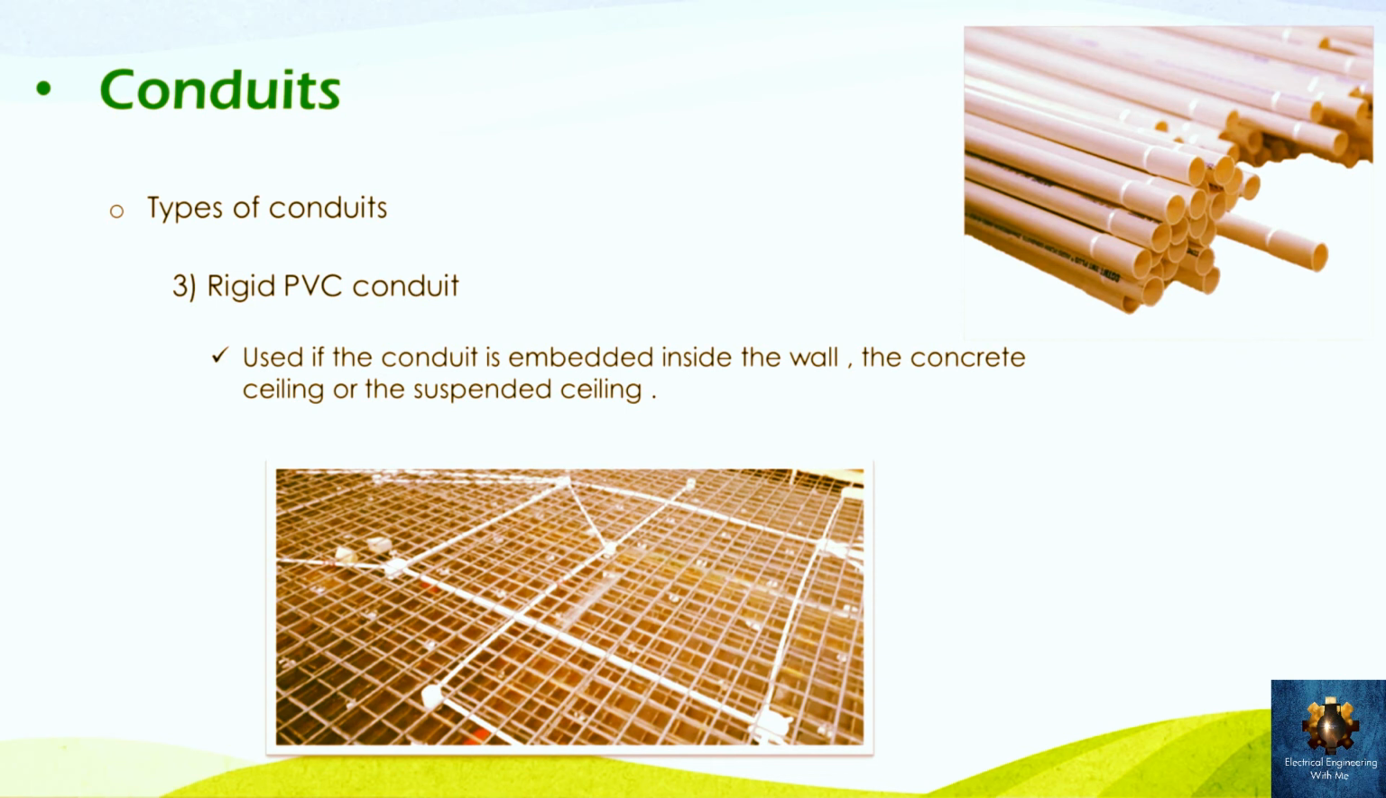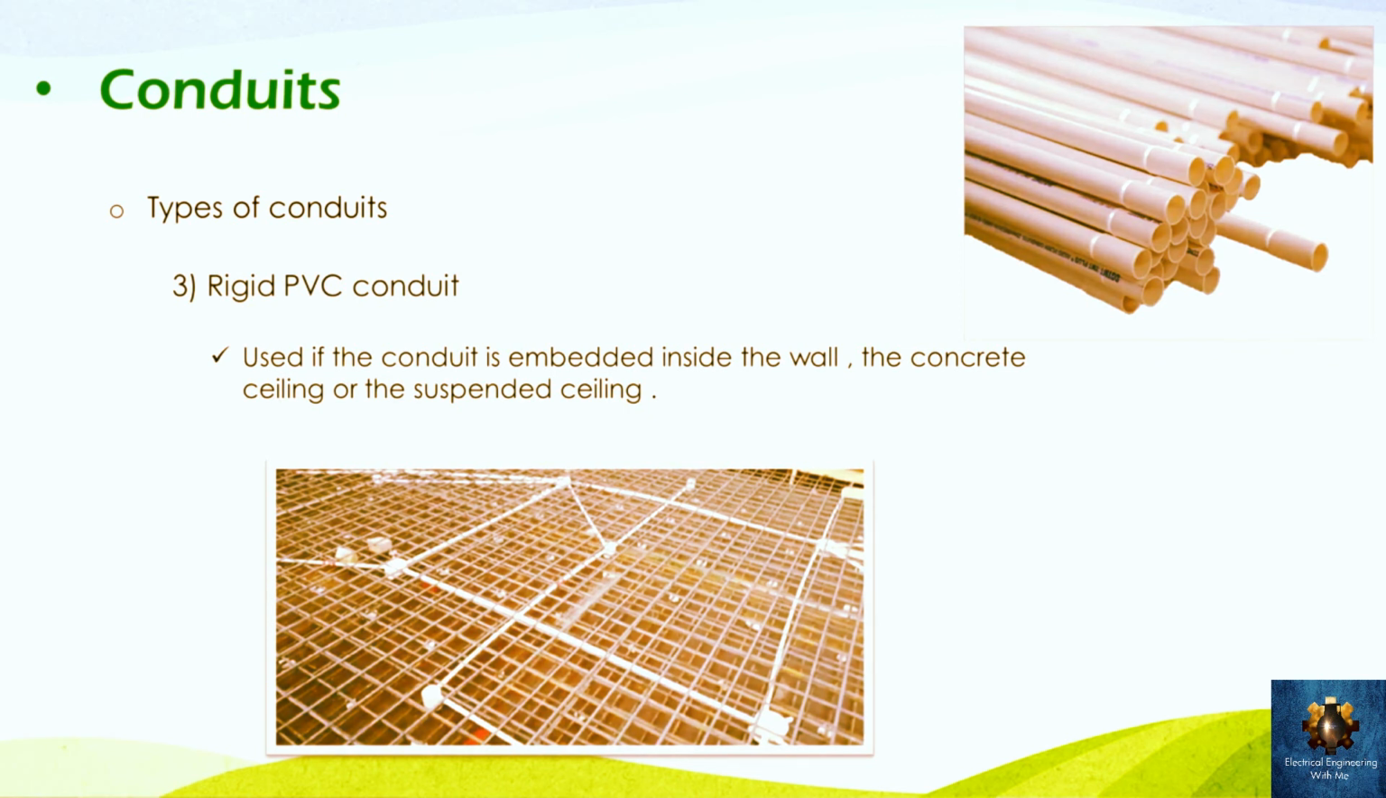And this type of conduits is used in case the conduits are hidden or embedded inside the wall or inside the ceiling or inside the suspended ceiling. So this plastic conduit or this polyvinyl chloride conduit is usually hidden or not exposed to the outside, unlike the metal conduits which are exposed outside the ceiling or outside the wall.